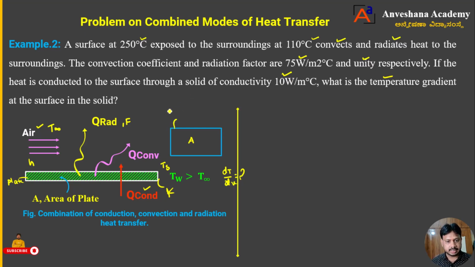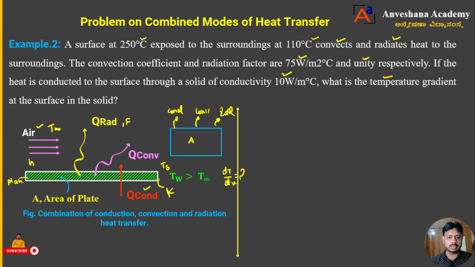Through that area, conduction is taking place, convection is also taking place, and next, radiation is also taking place, dear students. That is radiation heat transfer. Three modes of heat transfer take place simultaneously in a plate. That type of heat transfer we can call a combined mode of heat transfer. Now this is the schematic diagram of the particular problem I have drawn, dear students.